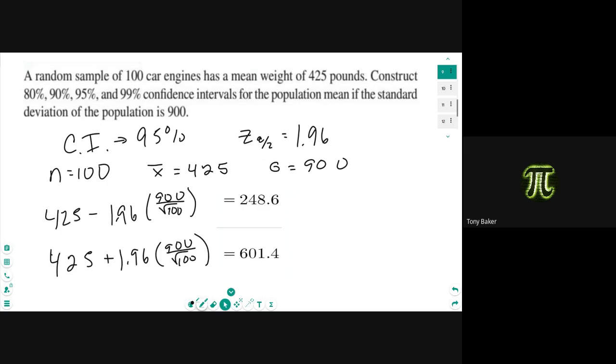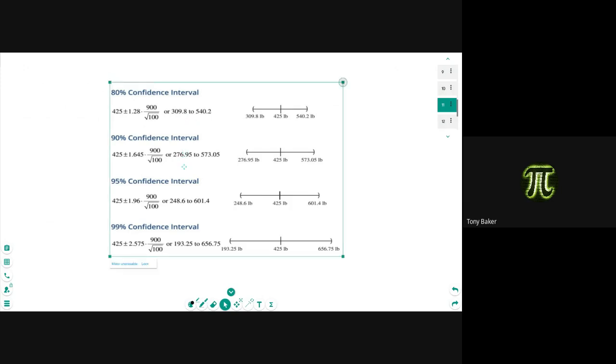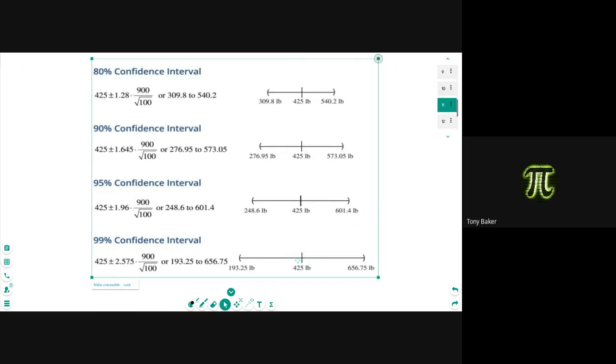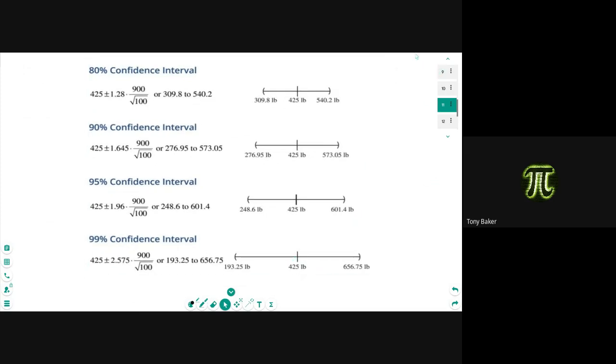So when you're looking at your confidence intervals, you'll notice that they get wider and wider depending on how confident you want to be. So 80%, we were between 309 and 450. 90%, 276 and 573. 95%, 248 and 601. And if I'm 99% confident, it's 193 to 656.